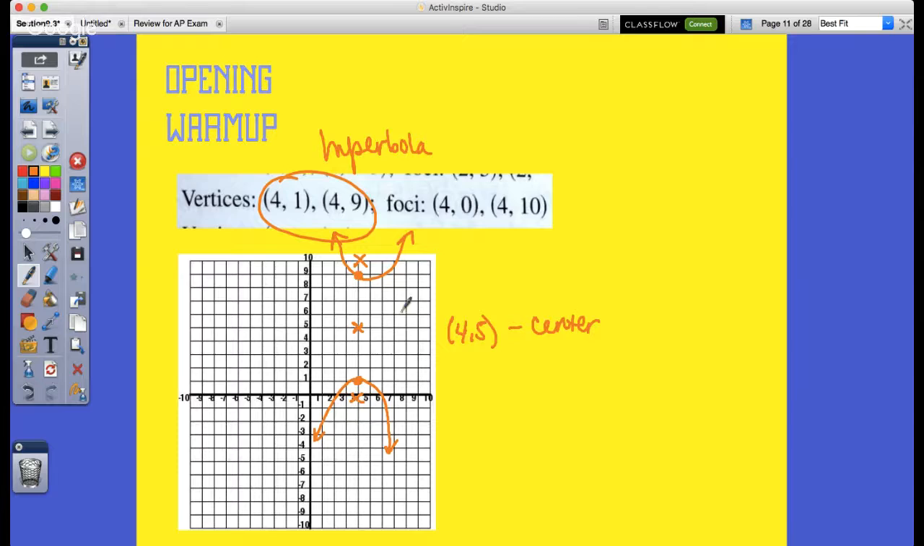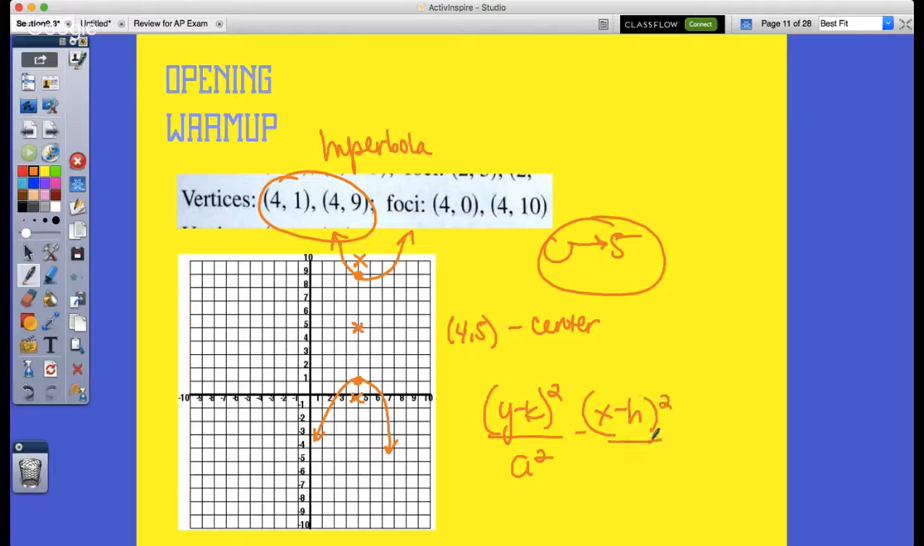That'd be the center. The C value would be the distance from here to here, and then in between. So C would be 5. A would be, because the y is going up and down here and we're graphing it, y would be first in this equation. Y minus k squared over a squared minus x minus h squared over b squared equals 1, where h would be the 4 value, k would be the 5 value.